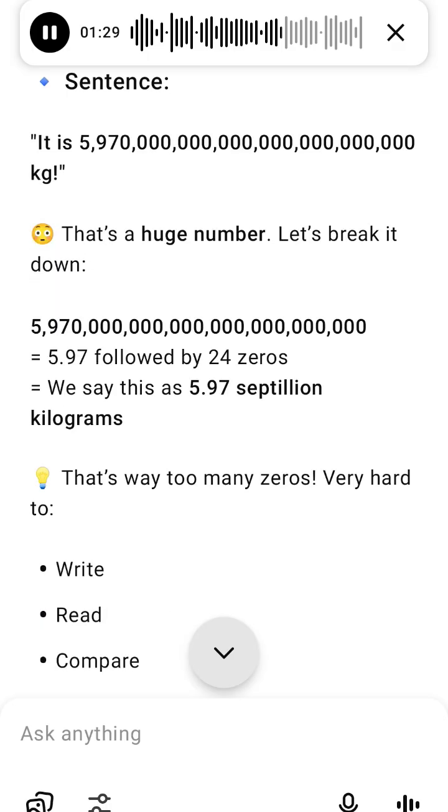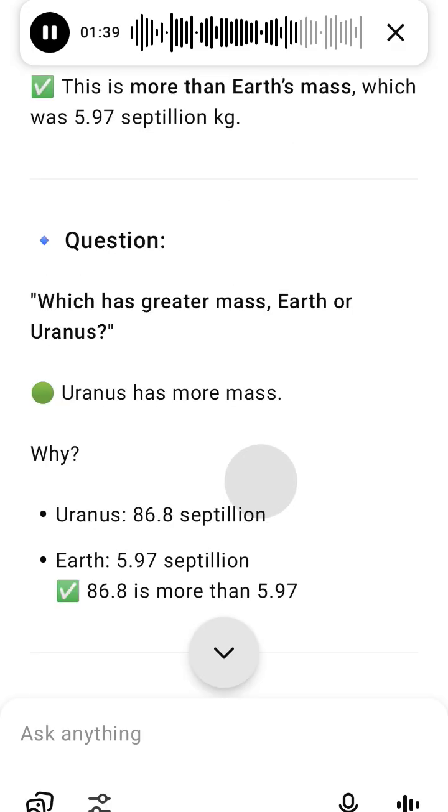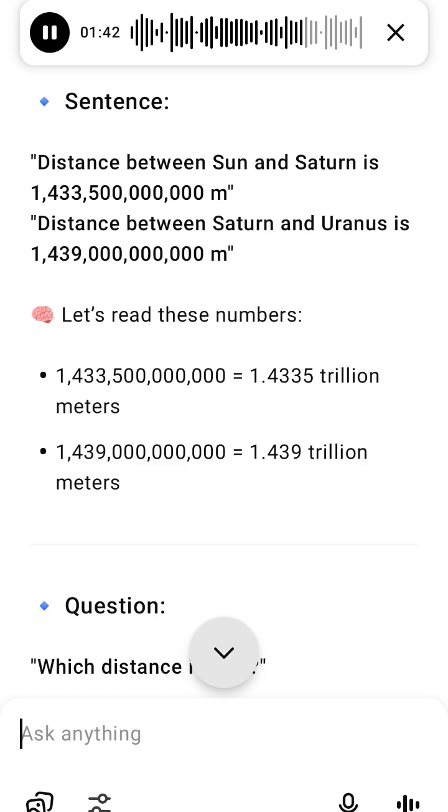1. Big numbers are hard to read. Earth's mass is 5,970,000 kilograms. Uranus's mass is 86,800 kilograms. These numbers are too long and confusing to read, write, or compare.